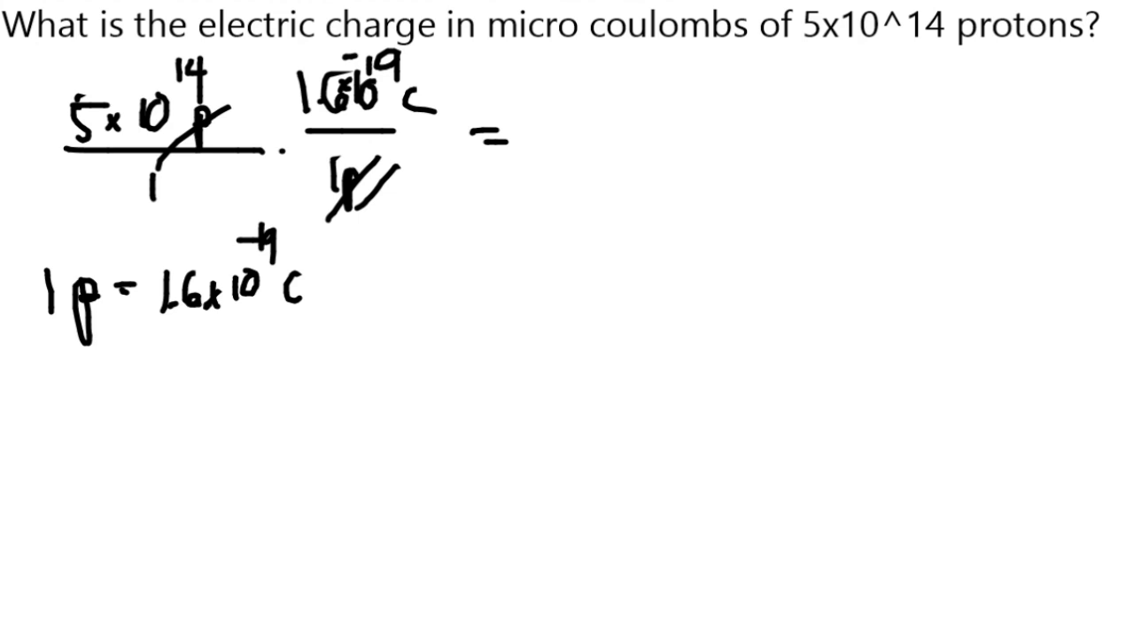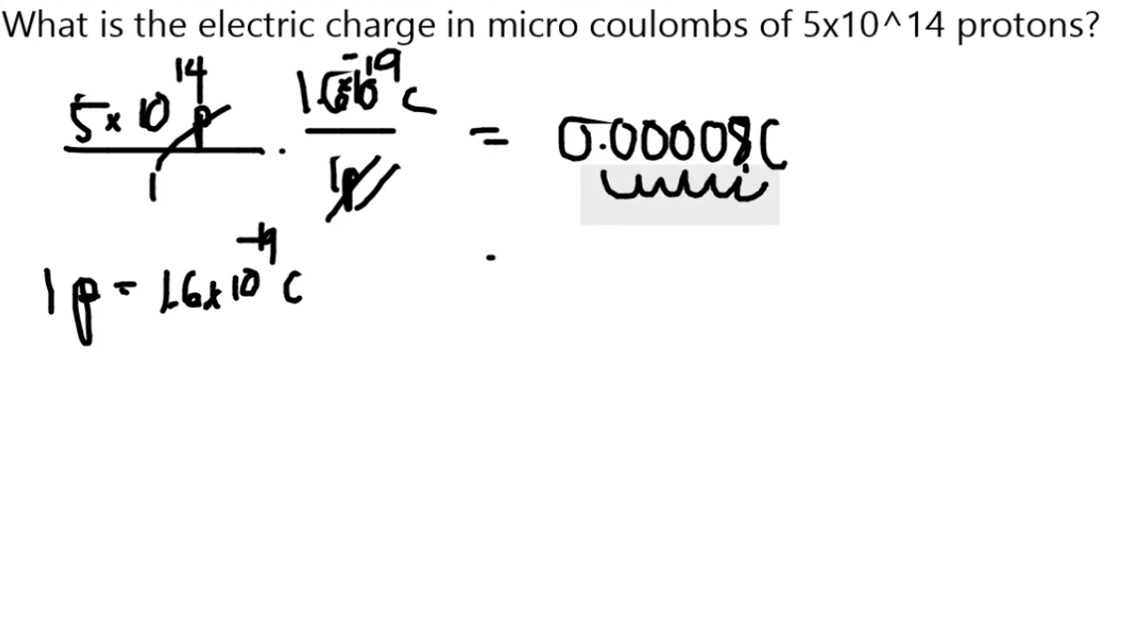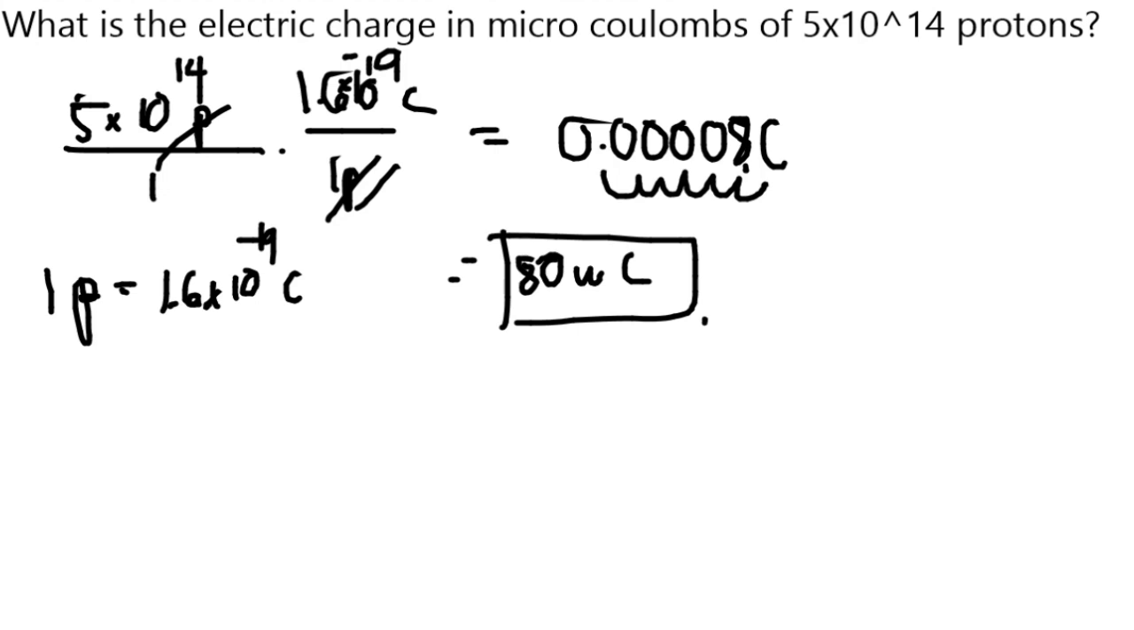Okay, now we can just multiply this, type in our calculator. So the electric charge in microcoulombs of 5 times 10 raised to the 14 protons is going to be, this is too much. I'm going to convert this into microcoulombs. So we're going to go there 6. We're going to put the decimal on the right to the 6 of it. So we got 80. So 80 microcoulombs are present in 5 times 10 raised to the 14 protons.